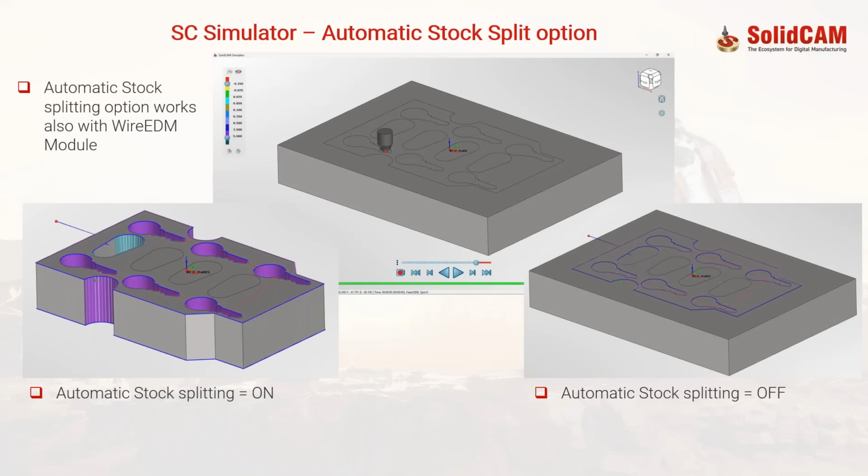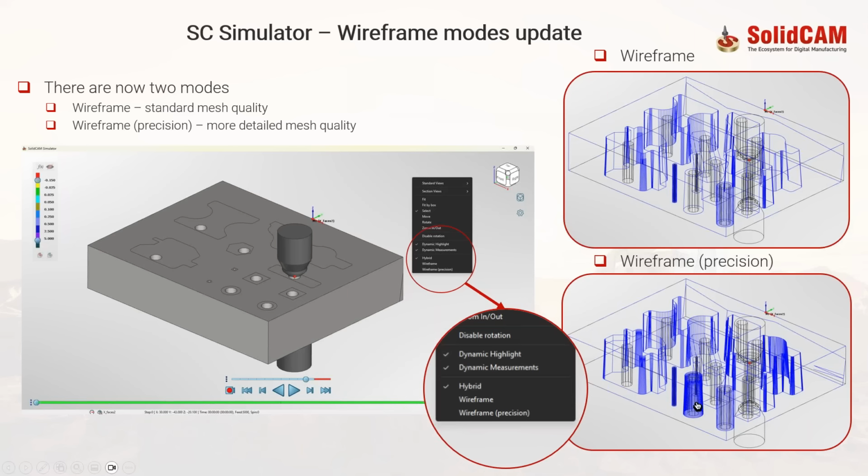There are also 2 additional modes, very nice for VERICUT analysis. You can see here the wireframe, and we also have now wireframe precision. The greatest difference that you can see is actually in the holes. Here the holes were just a simple wireframe, but over here, when you use precision, we have many more lines, giving you much more of a clue what it's all about.